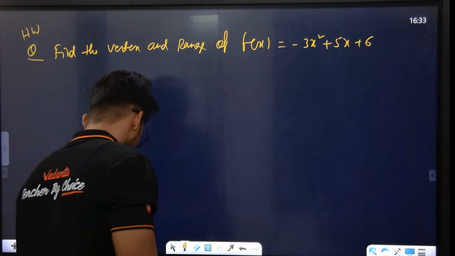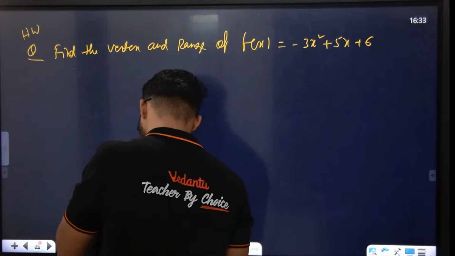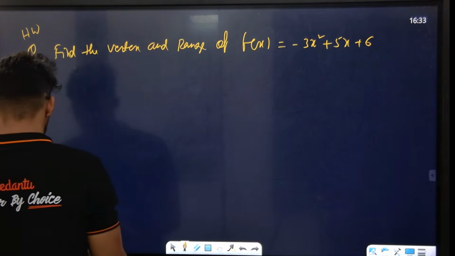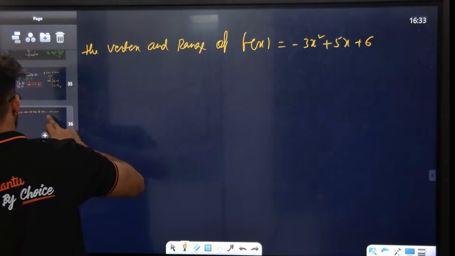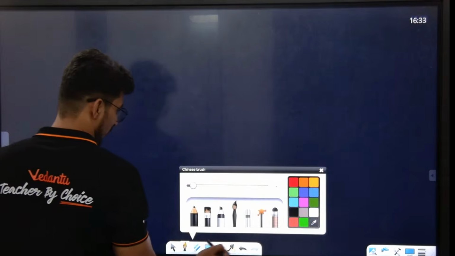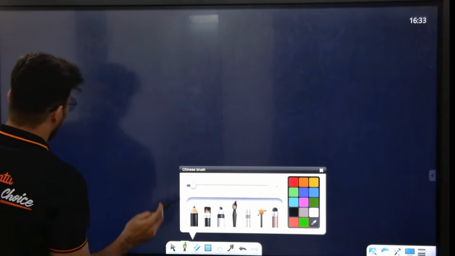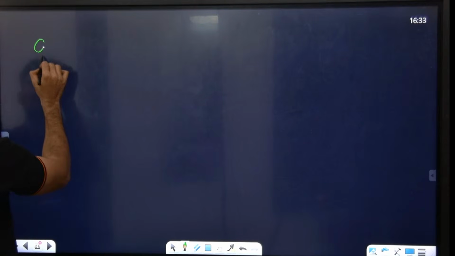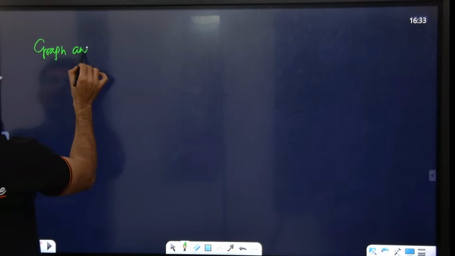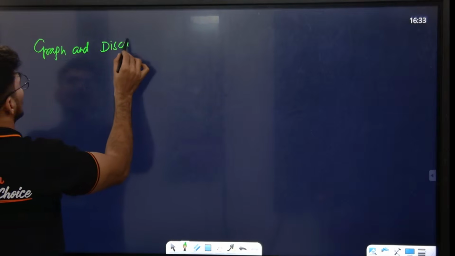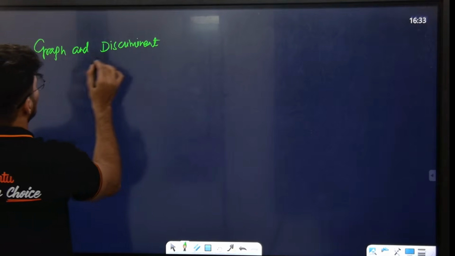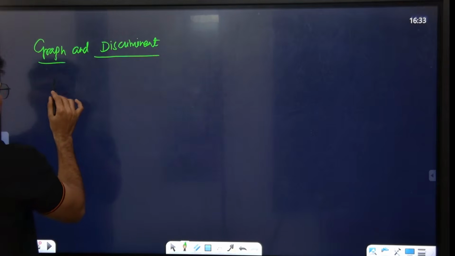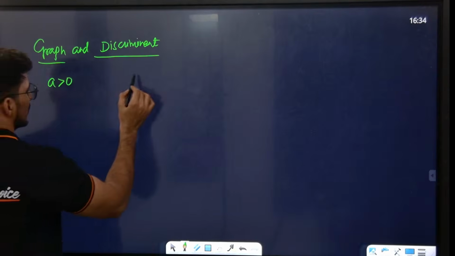Now I'm going to tell you something very important. Look at the board, everyone. Here the point is the graph and the discriminant d value. How do we compare the graph and the discriminant? For example, the graph can be like this. There are two cases: a positive and a negative.